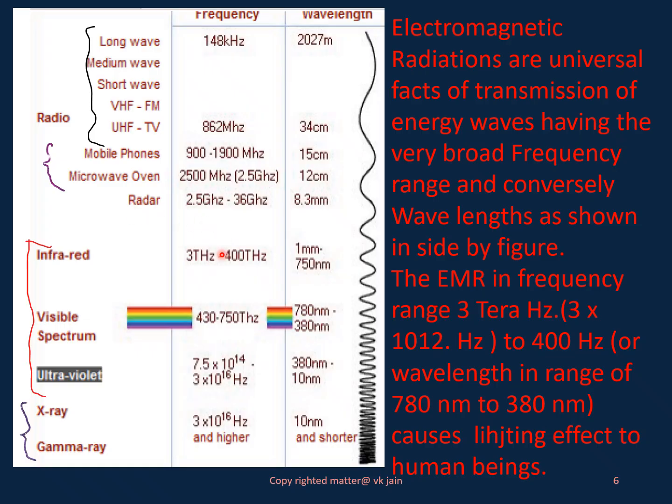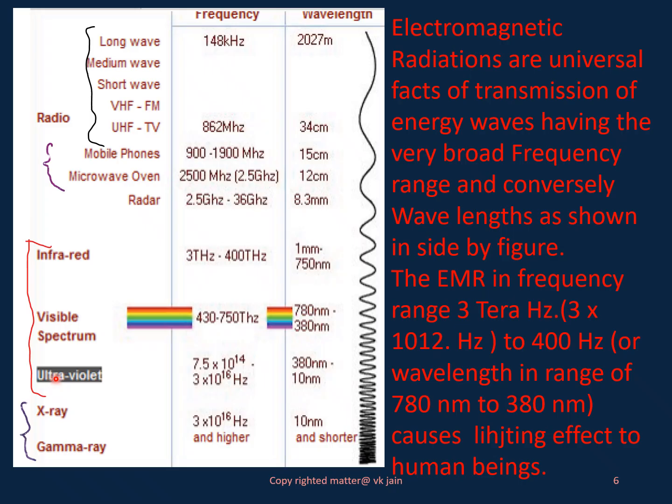Now we come into lighting range. This complete is lighting range. The lighting range having electromagnetic radiations having a range of 3 terahertz to 400 terahertz are known as infrared, and they have got a heating effect. Then comes the visible spectrum, which we know as light. This is between 430 to 750 terahertz, or in terms of wavelength it is 780 to 380 nanometer.